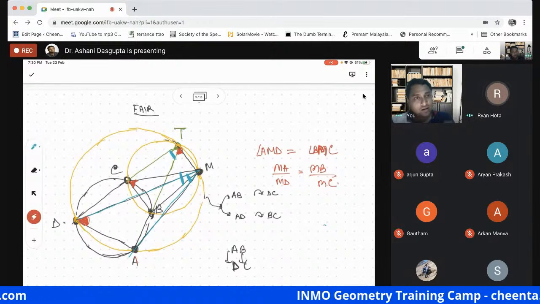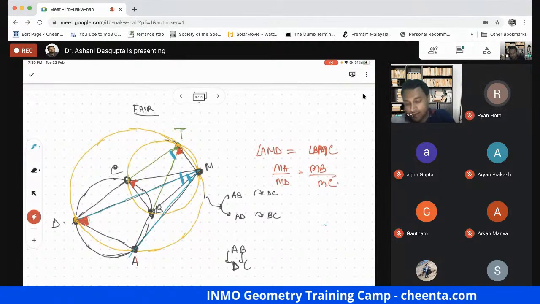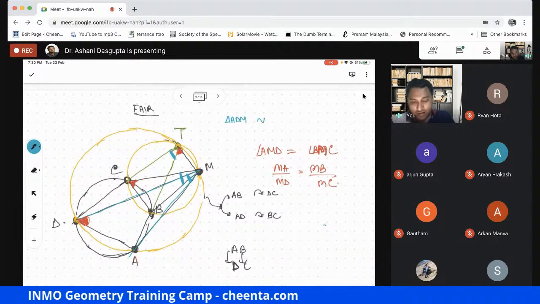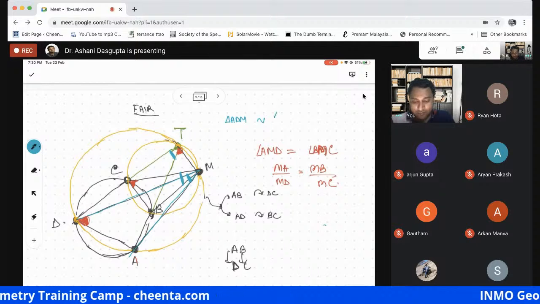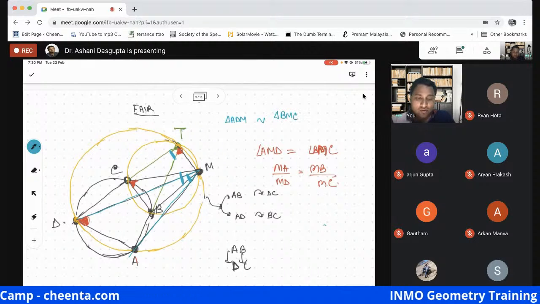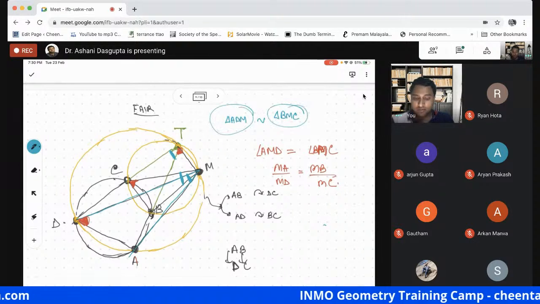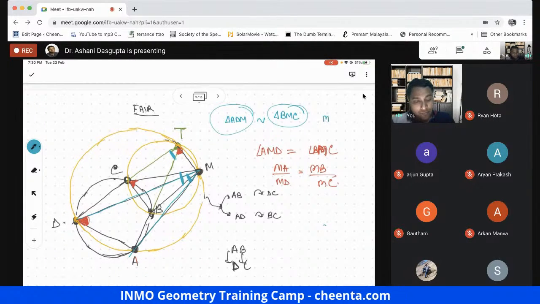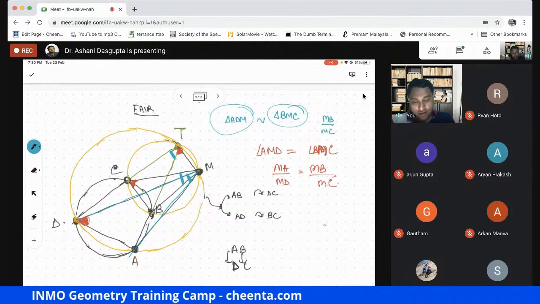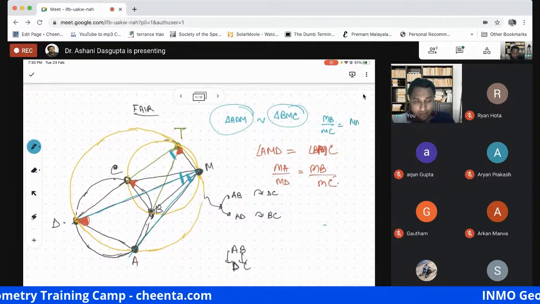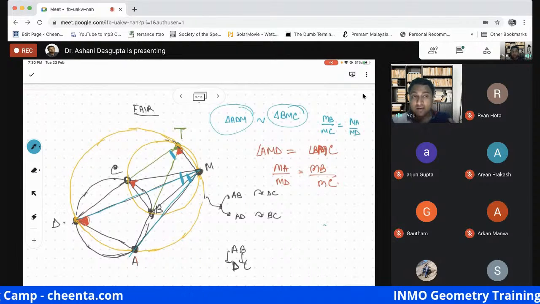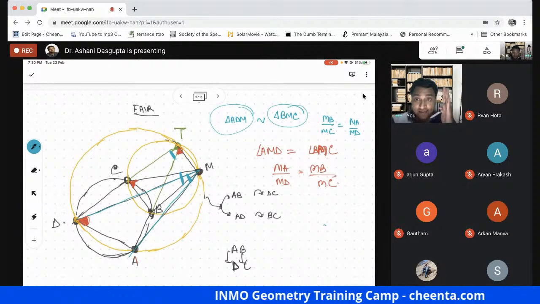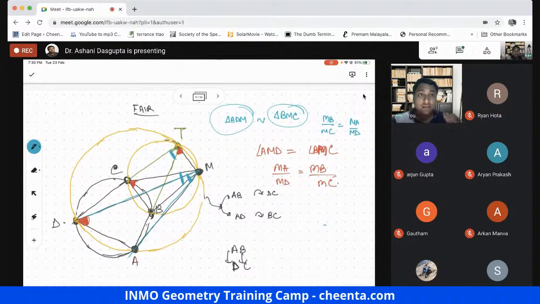So what Ryan just showed is that triangle ADM is similar to triangle BMC, which sort of does our job, right? Because then we have MB by MC is equal to MA by MD, and you are convinced now that this is indeed the center of spiral similarity that takes AB to DC.